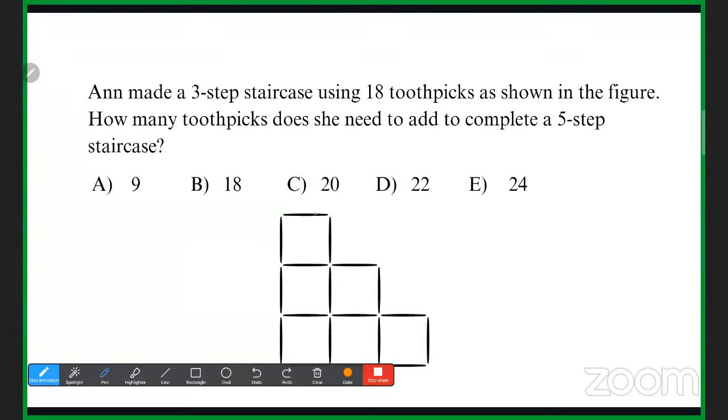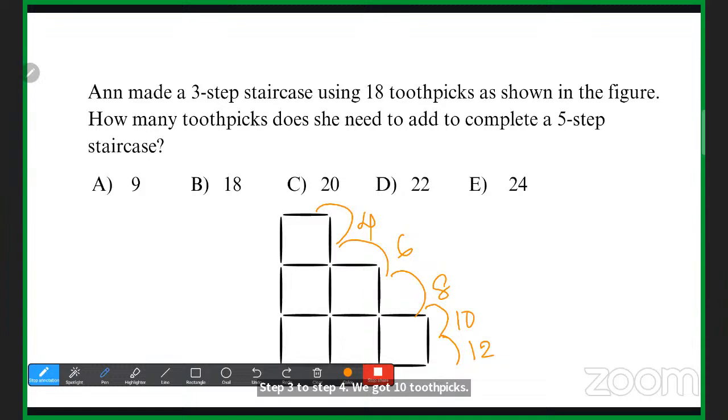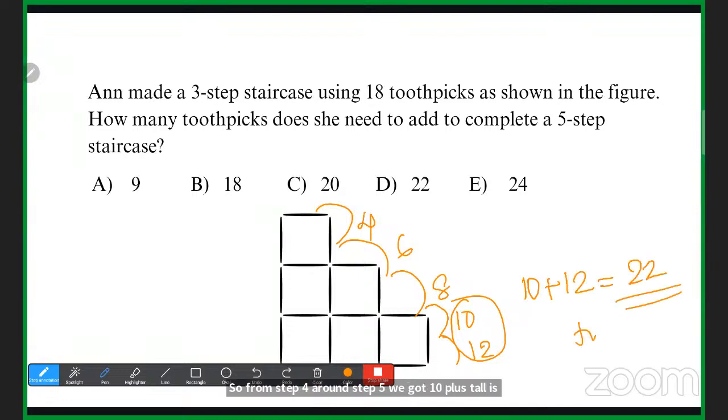From step 1 to step 2, we got how many toothpicks? 4 toothpicks. Step 2 to step 3, 6 and 8. Then step 3 to step 4, we got 10 toothpicks, and step 4 to step 5, 12 toothpicks. So for step 5, we got 10 plus 12, which is equal to 22 toothpicks. Is it clear?